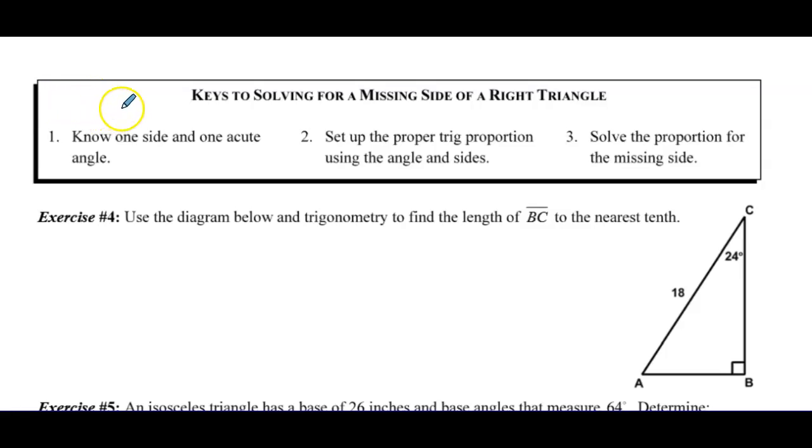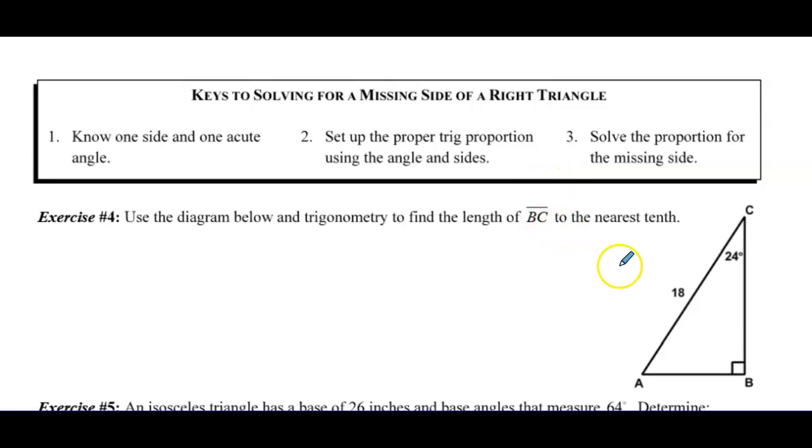Keys to solving for a missing side. First, we have to know one side and one acute angle, so we have to have those two pieces of information. We want to identify what those sides are in relation to the angle, and that's going to help us pick the proper trig ratio, and then we just solve the equation. All right, so take a second to try number 4 using exactly the same procedure as was in number 3. If you need to look back, go ahead.